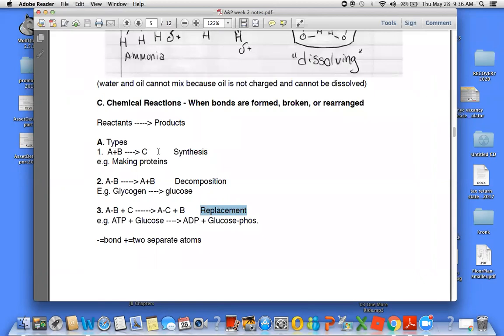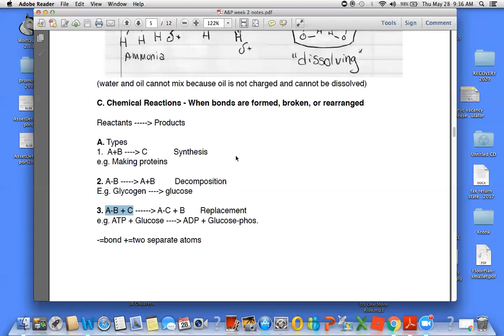Synthesis builds up, makes new molecules, so A plus B, let's say A and B come together to form C. Decomposition is when A and B are bonded together. See, that's a little bond. When they're bonded together and they break apart, they form A and B. And replacement means, well, B is replaced by C. In other words, one thing replaces another.